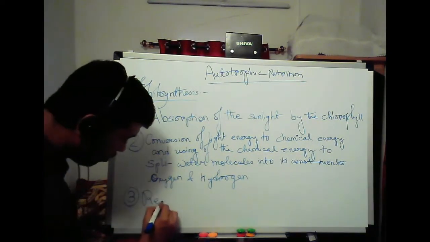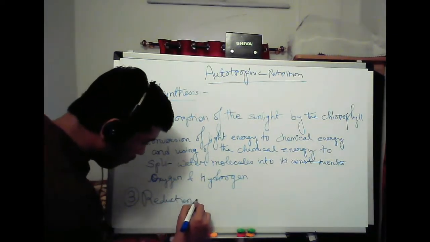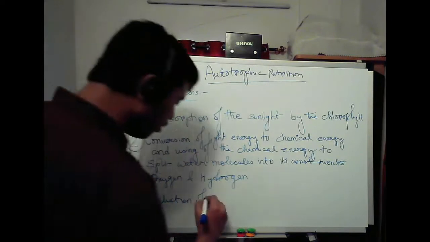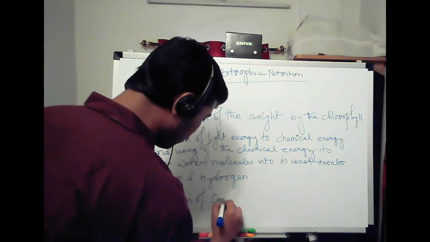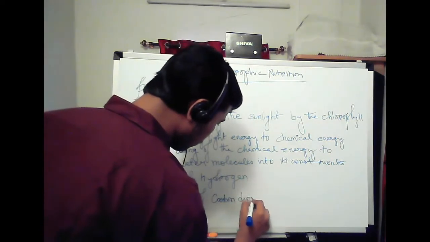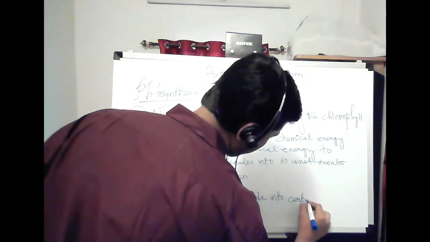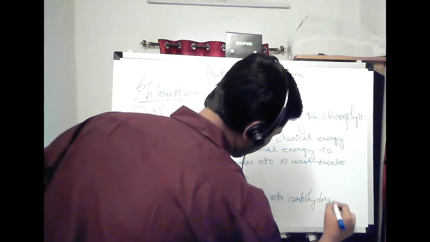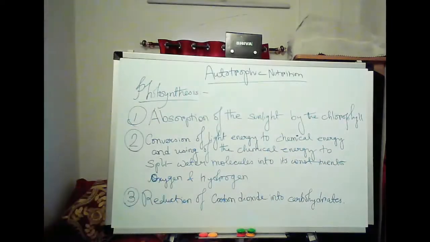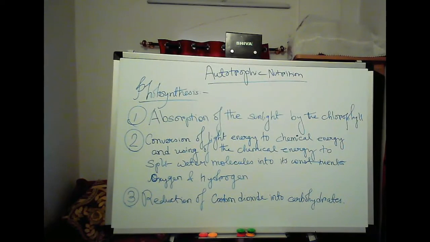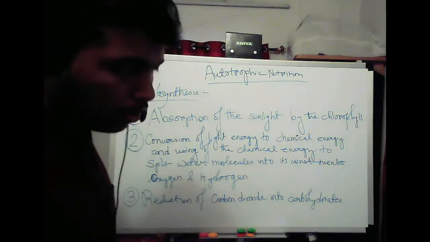The third one is the reduction of carbon dioxide into carbohydrates. Reduction of carbon dioxide into carbohydrates. So these are the three processes of photosynthesis. I'll be erasing the board.